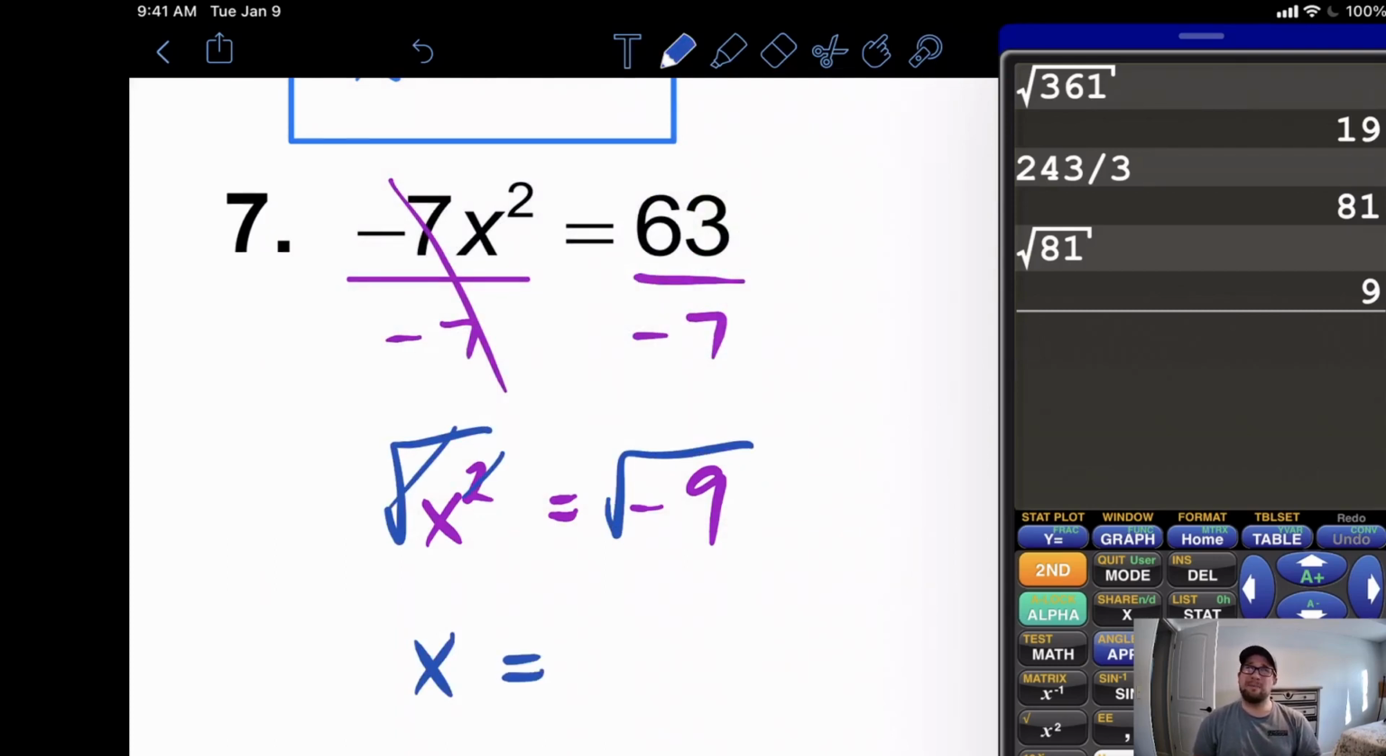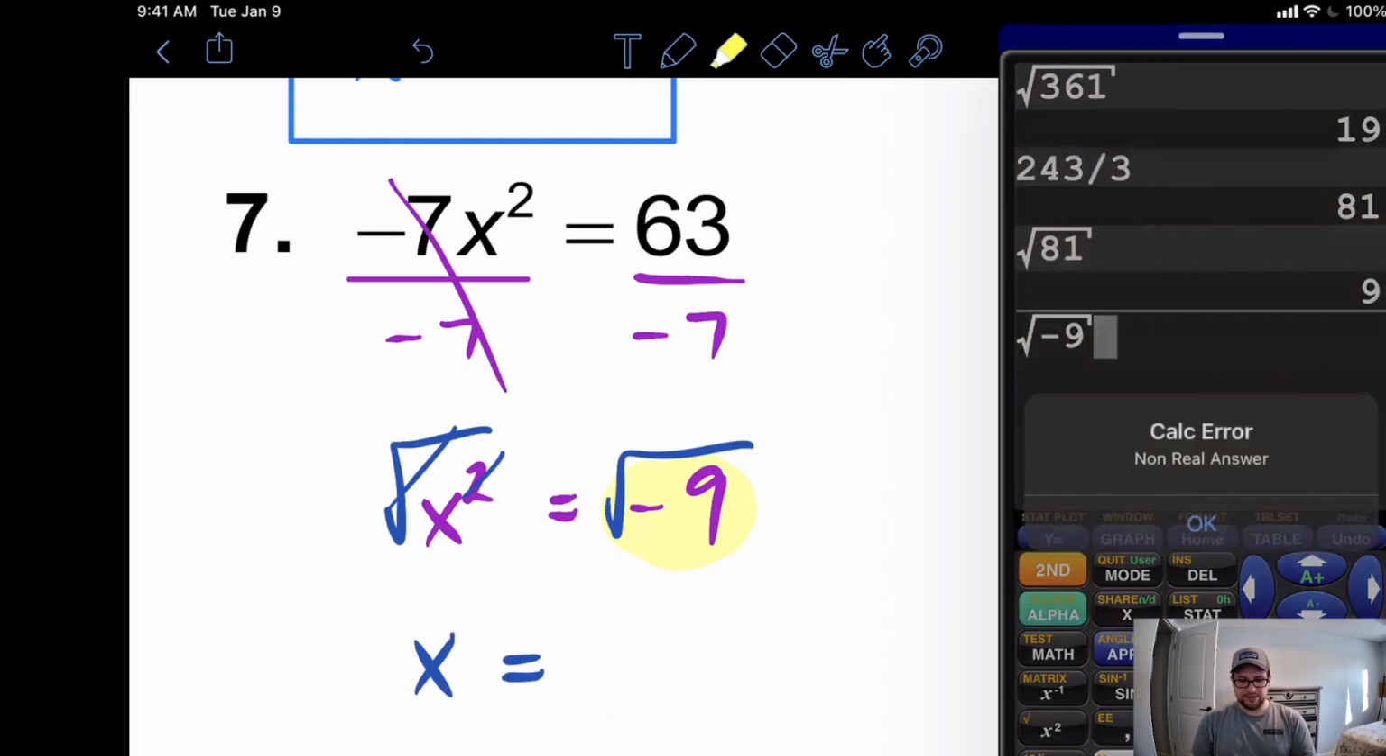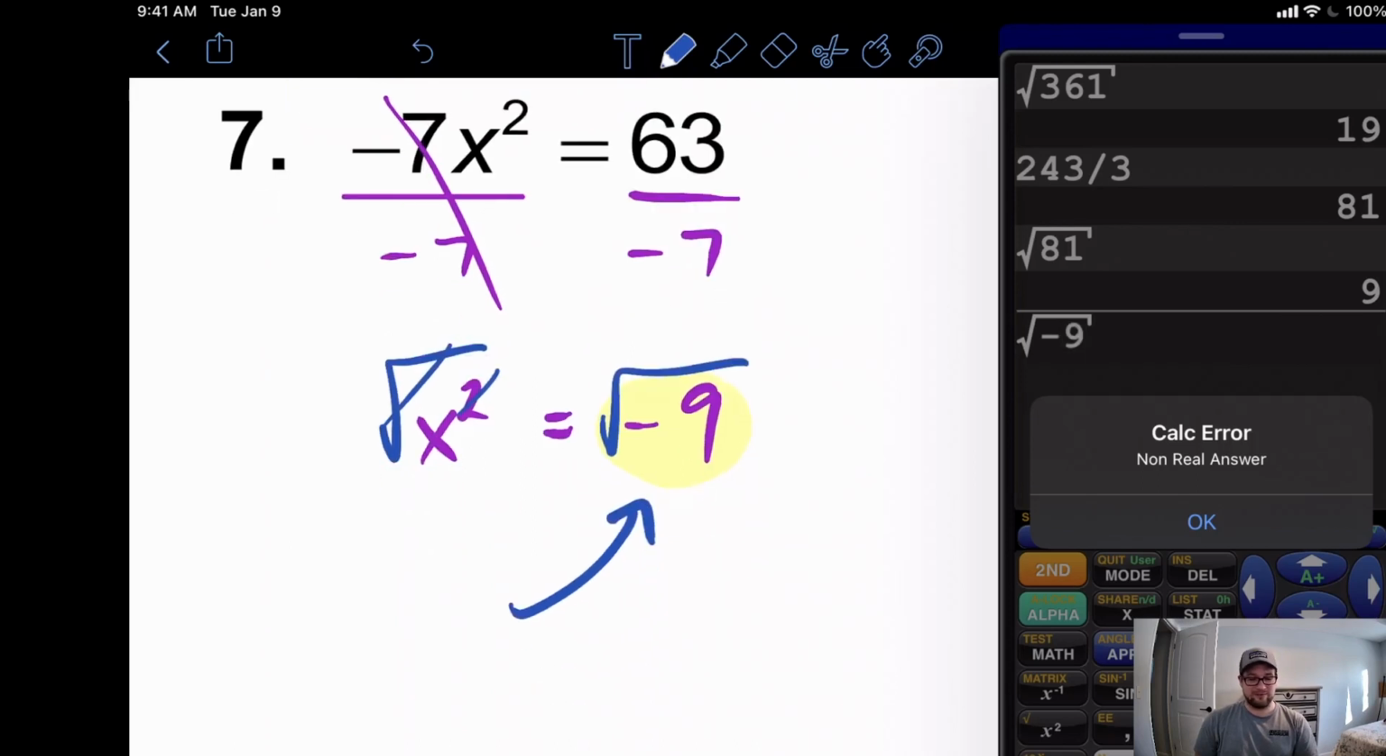Now, this is where we've got to be a little careful. This problem's unique because right now, inside is a negative number. And hopefully what we remember is that we can't take the square root of a negative number. And even if we tried to do this on our calculator, it's going to yell at us. It's going to say no real answer because there's no answer to that. So when this happens and we end up seeing the square root of a negative number, our response is, well, since this can't happen, our answer is going to be no solution.